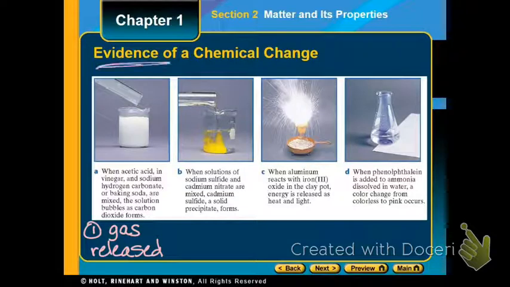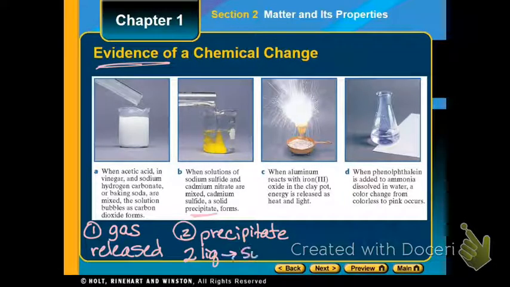That's the first one. The second one is a precipitate forms. Precipitate sounds like what it's doing outside right now, actually. Precipitation, falling out. This one, though, it is key. It is when you have 2 liquids put together and they form a solid. That is unusual, but it happens. So 2 liquids come together, form a solid. That solid is a precipitate.